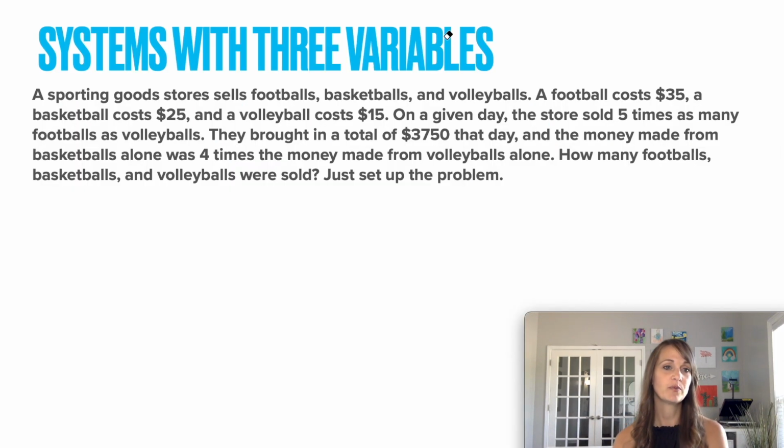So our first word problem: a sporting goods store sells footballs, basketballs, and volleyballs. A football costs $35, a basketball $25, and a volleyball $15. On a given day, the store sold 5 times as many footballs as volleyballs. They brought in a total of $3,750, and the money made from the basketballs alone was 4 times the money made from volleyballs alone. They want to know how many of each was sold.